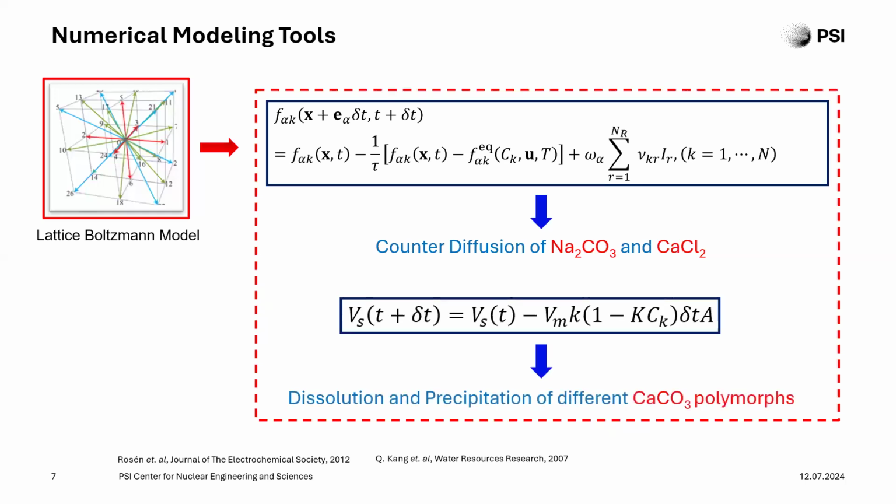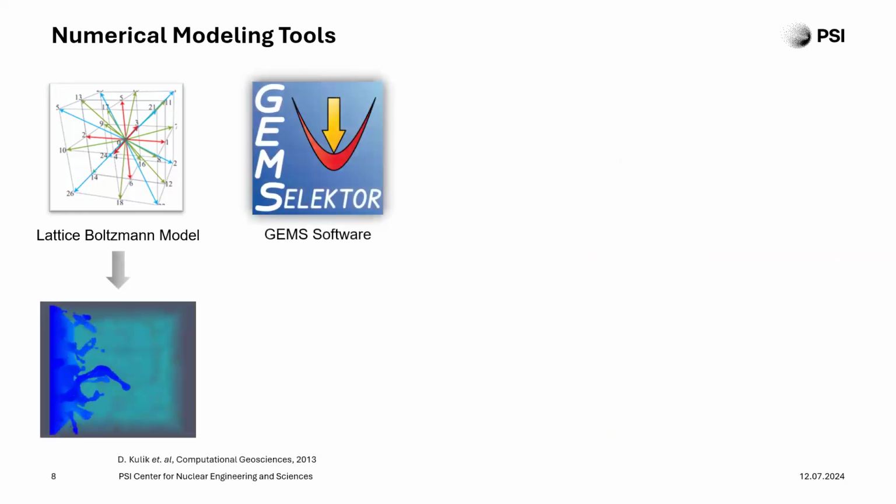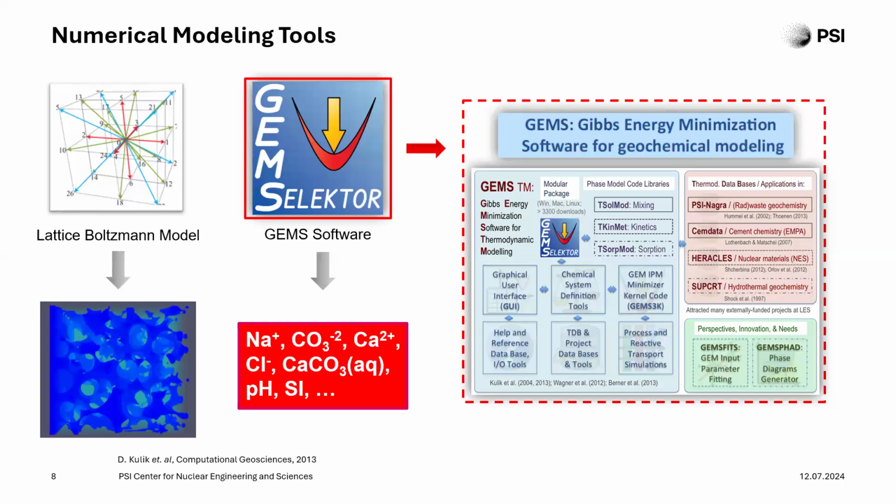And we also implemented the volume pixel method to update the solid phase and to simulate the dissolution and precipitation of different calcium carbonate polymorphs. The second tool we used is the GEMS software. This is a thermodynamic software package that uses Gibbs energy minimization for analyzing complex aqueous geochemical systems. Here, the Lattice Boltzmann method performs the physics simulation, and all the chemistry information will be obtained by GEMS.